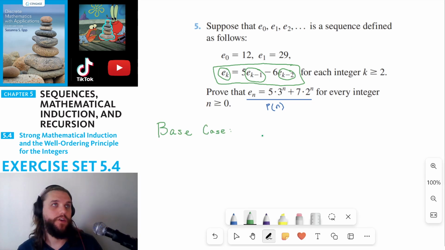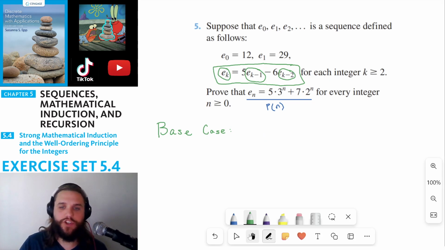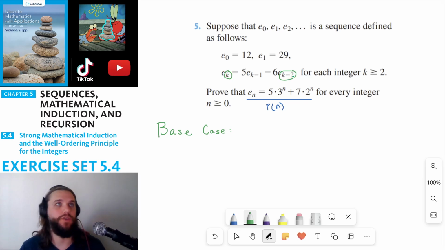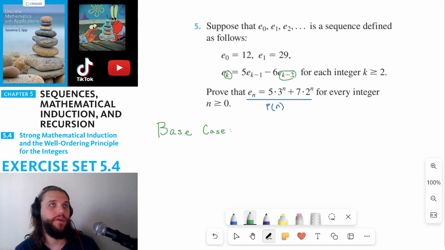Now, if we're using strong mathematical induction, we have to consider how many base cases we need to solve. To determine the number of base cases, we first determine the gap between the largest index in the recurrence relation, which in this case is k, and the smallest index in the recurrence relation, which is k minus 2. The gap between these two numbers is the number of base cases that we'll need in order for our proof to be valid.